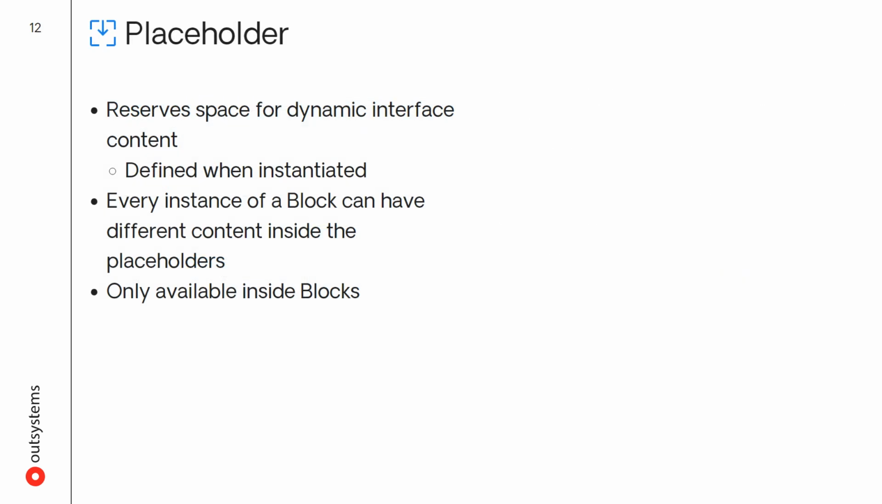When creating a block, we can use placeholders. A placeholder reserves a space within the interface to be defined when the block gets instantiated. Different instances of a block can have different content inside the placeholders we defined, which promote more customizable blocks. These elements can only be used inside a block.